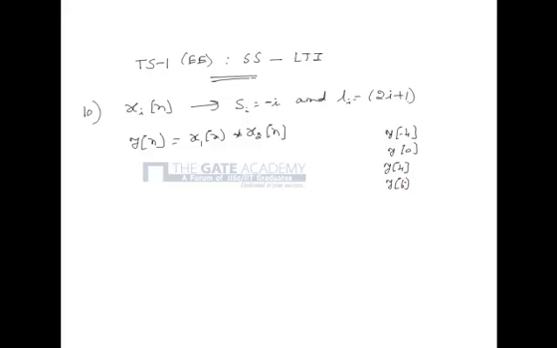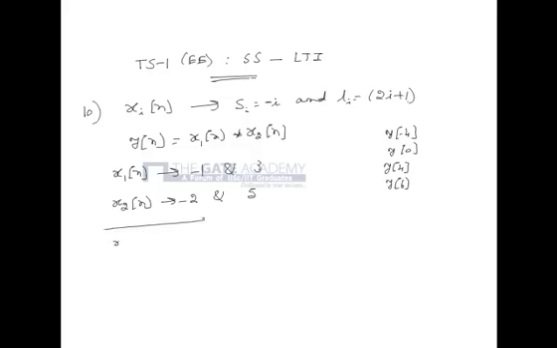Out of the options given, we have to find the value of y of n which may not be 0. So from this we see that x1 of n has a starting point of minus 1 and is of length 3. Similarly, x2 of n has a starting point of minus 2 and is of length 5.